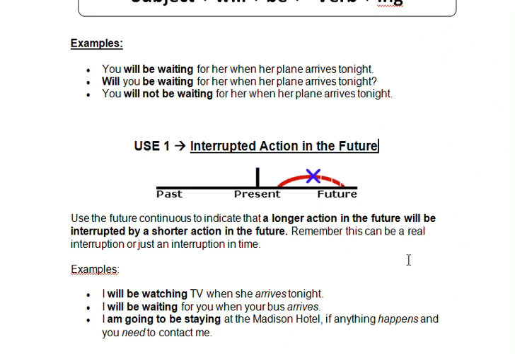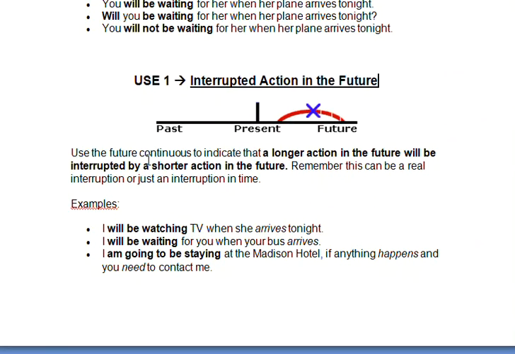In that case, we use the future continuous tense. We can use the future continuous tense to indicate that a longer action in the future will be interrupted by a shorter action in the future. Lo podemos usar este tiempo para indicar que una acción más larga en el futuro, que nos tomará más tiempo desarrollar, será interrumpida por una acción también en el futuro, pero más corta, más breve.